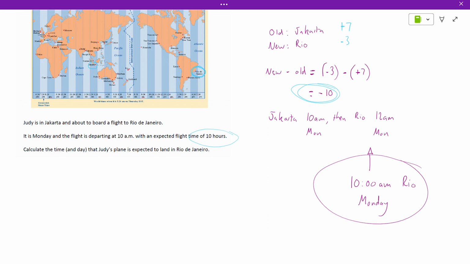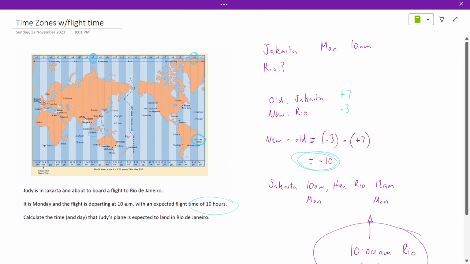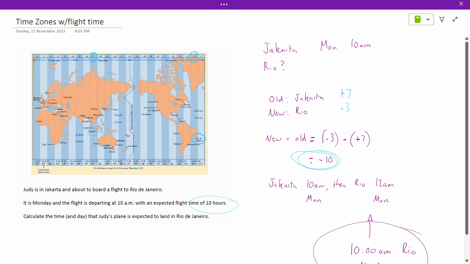Rio time, Monday. To get full marks for this, you need to show some sort of logical working out. So something like what I've done up here would be good. And then you need to write your final answer in a sentence referencing Judy, referencing the day and the time that she's going to land in Rio.